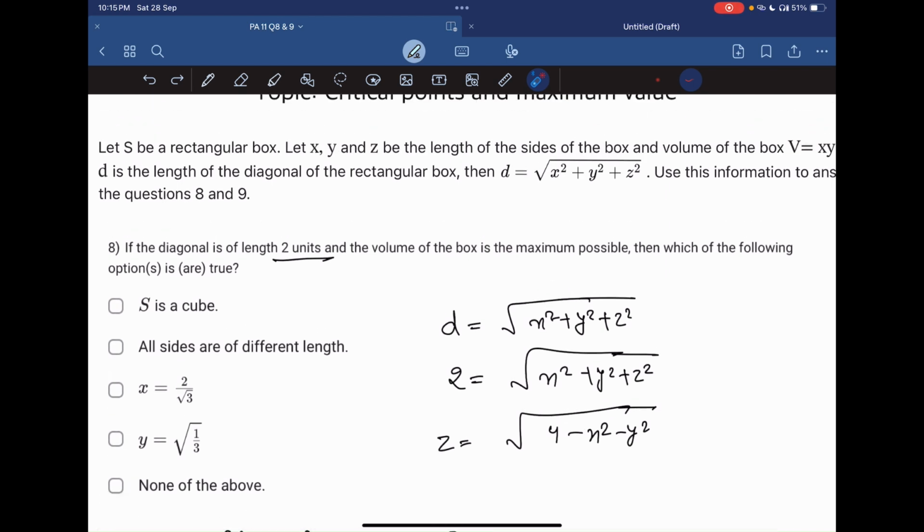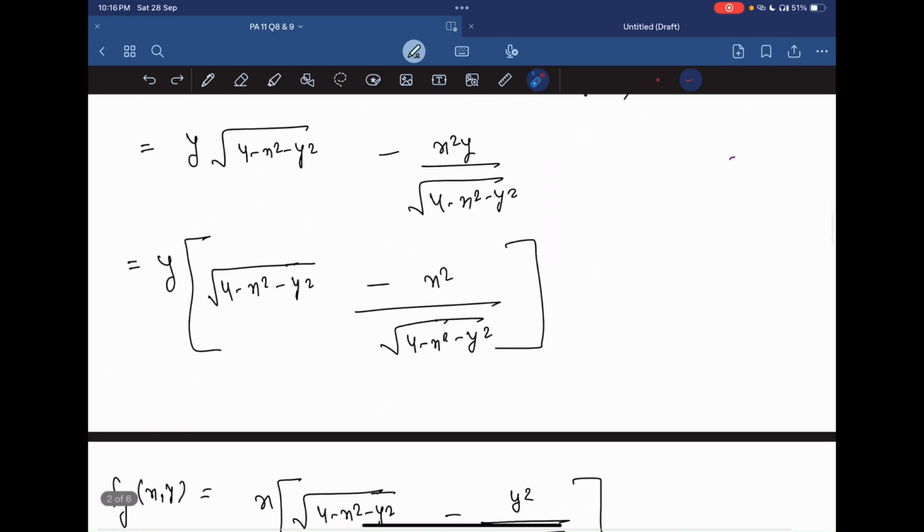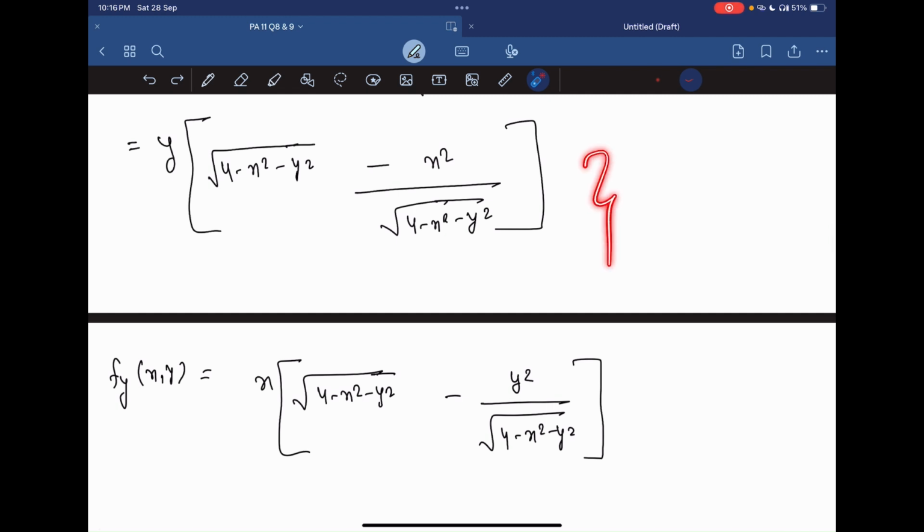So if the x, y value is 0, then it would not form a box, and if x, y is negative, then it cannot represent the length, width, or height of the box. So that's the reason that while finding the critical points, we will avoid these values which are either 0 or negative. So we will only consider those values of x and y which are strictly greater than 0.